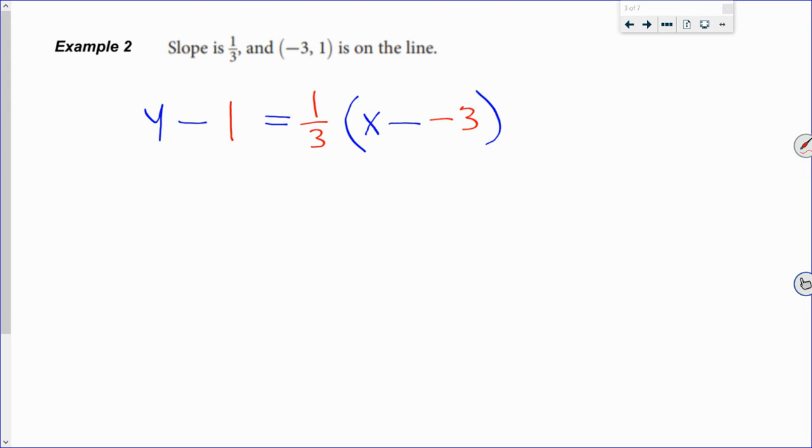Now, I need to simplify. So it's y minus 1 is equal to 1/3 times x plus 3. And my next step, now that's in point slope form, but understand I could go and simplify that a little further. I could go ahead and distribute the 1/3 through. And if I were going to write this in slope-intercept form, I'd have to do that. But for now, because I'm just putting it in point slope form, I'm going to leave it there, just like that.